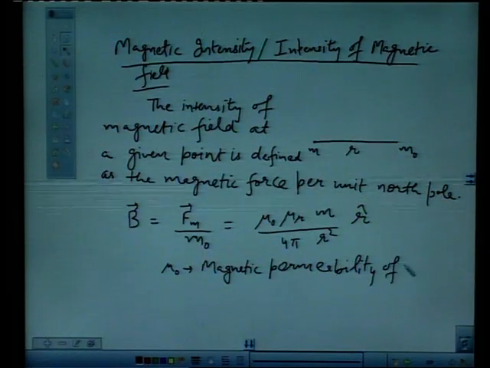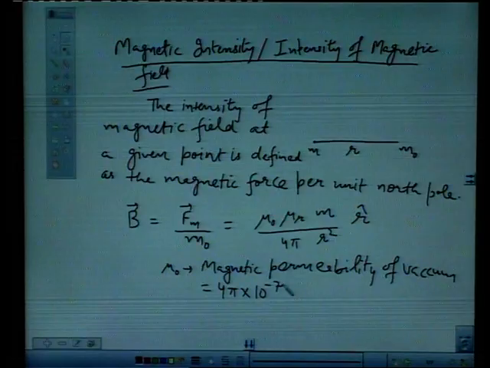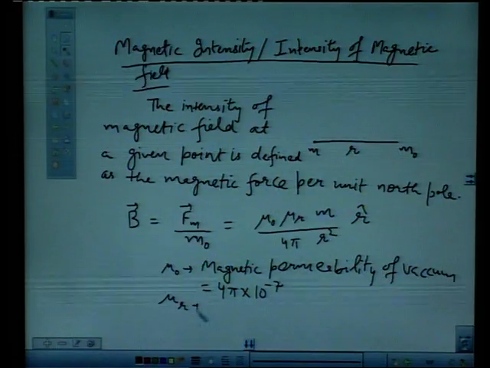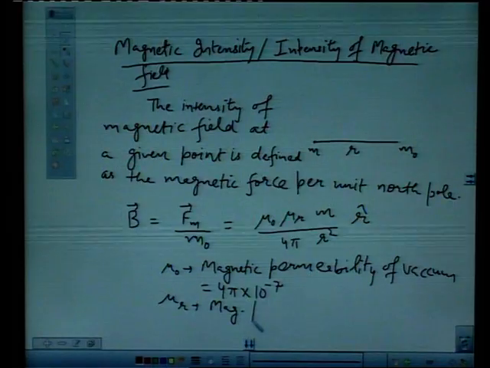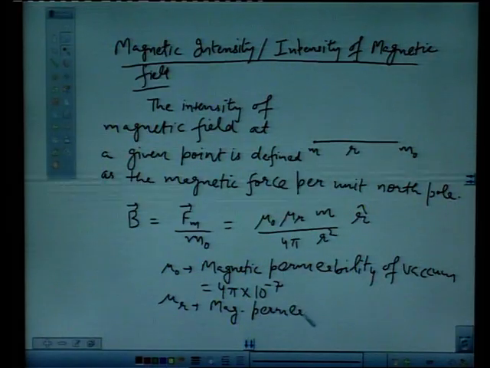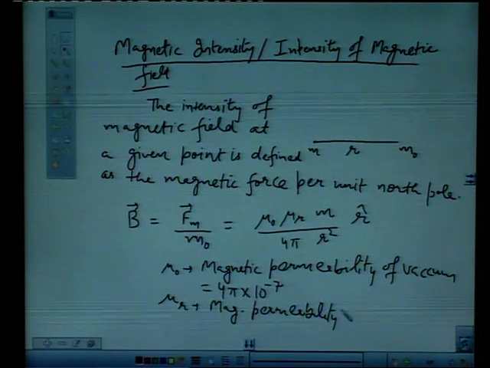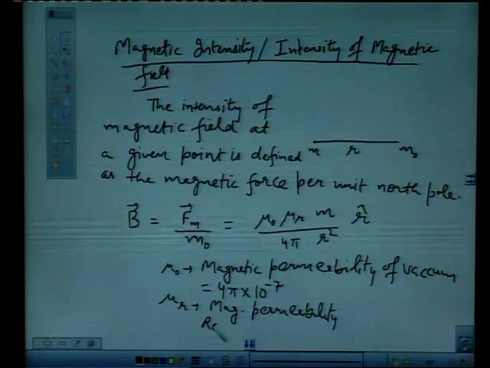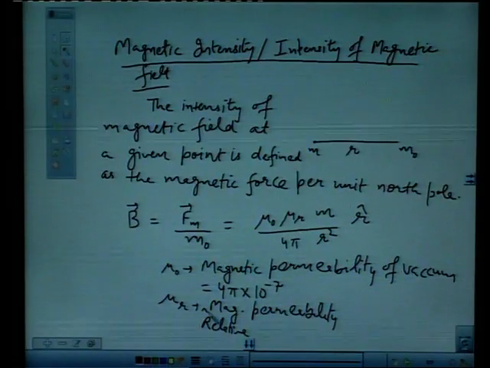of vacuum, its value is equal to 4 pi into 10 raised to power minus 7. Mu r is called relative magnetic permeability. So, next is magnetic lines of force.